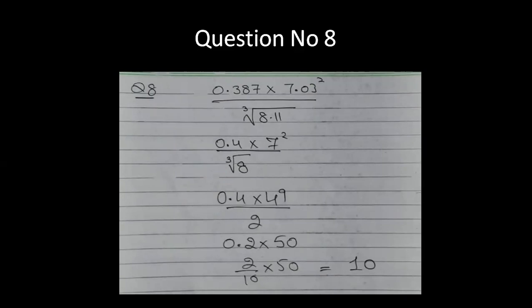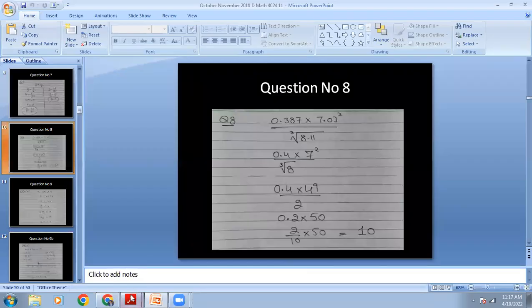So 0.387 can be written as 0.4, 7.03 square can be written as 7 square, and the cube root of 8.11 can be written as the cube root of 8. So you will have 0.4 multiply 49 divided by 2. The cube root of 8 is 2. 49 can be written as 50. So 2 cancelled with the 0.4. You will have 0.2 multiply 50, 2 by 10 multiply 50. So 5 multiply 2 and that will be 10. So our answer is 10.